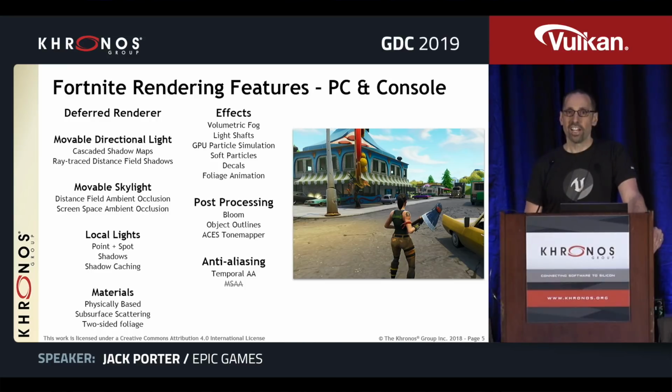So at the very start, I need to compare what we can do to simplify things. If we look at the features we use on desktop and console, we have a deferred renderer, we have a movable directional light for time of day, with CSM, and some distance field shadows. We have skylight and sky reflection with some ambient occlusion, and some dynamic point and spotlights for effects, explosions, that kind of thing. We have a physically based material system where all the materials are created pretty much exclusively by artists without any programmer intervention, with some special cases for subsurface scattering and foliage, and on desktop we use temporal anti-aliasing.